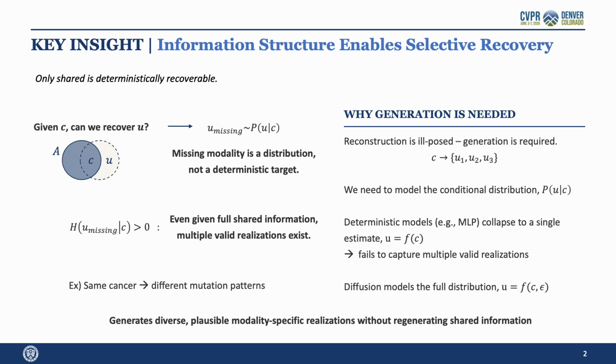Only partially. Each modality contains two types of information: shared information that can be inferred from another modality, and modality-specific information that cannot. For example, patients with very similar pathology may still have different genomic mutations. Therefore, missing modality recovery is not a deterministic reconstruction problem. It is a distribution modeling problem. Instead of reconstructing everything, we should recover only what is predictable and generate only what is truly missing.